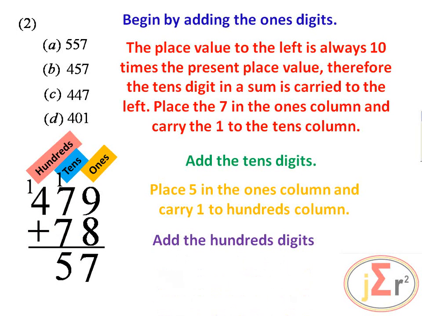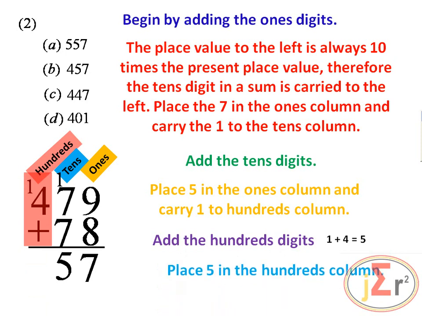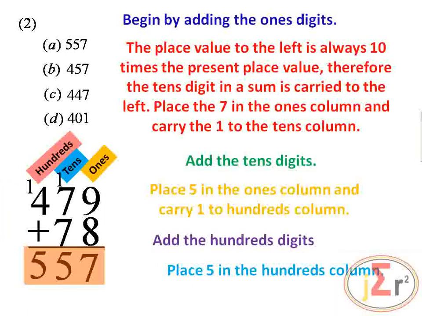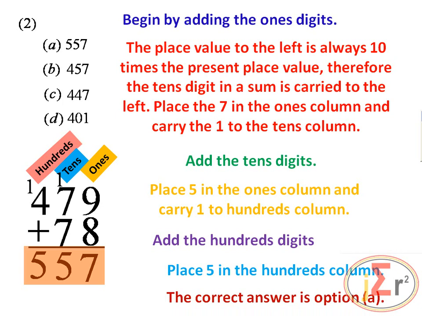Add the hundreds digits. What's left? 1 plus 4, and that's equal to 5. Place 5 in the hundreds column. The correct answer is 557, and that is represented by option A. The correct answer is option A.